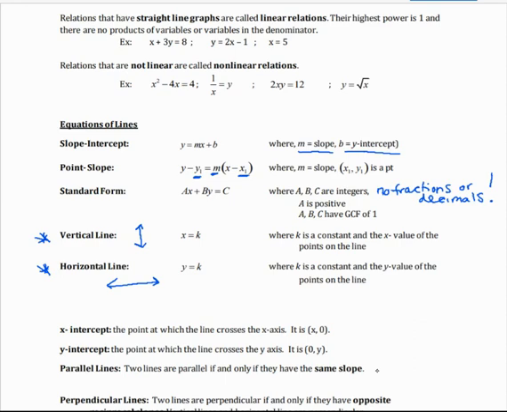Okay, so even though a vertical line goes up and down, it's in the form of x equals a constant, and horizontal goes left to right, it's y equals a constant.